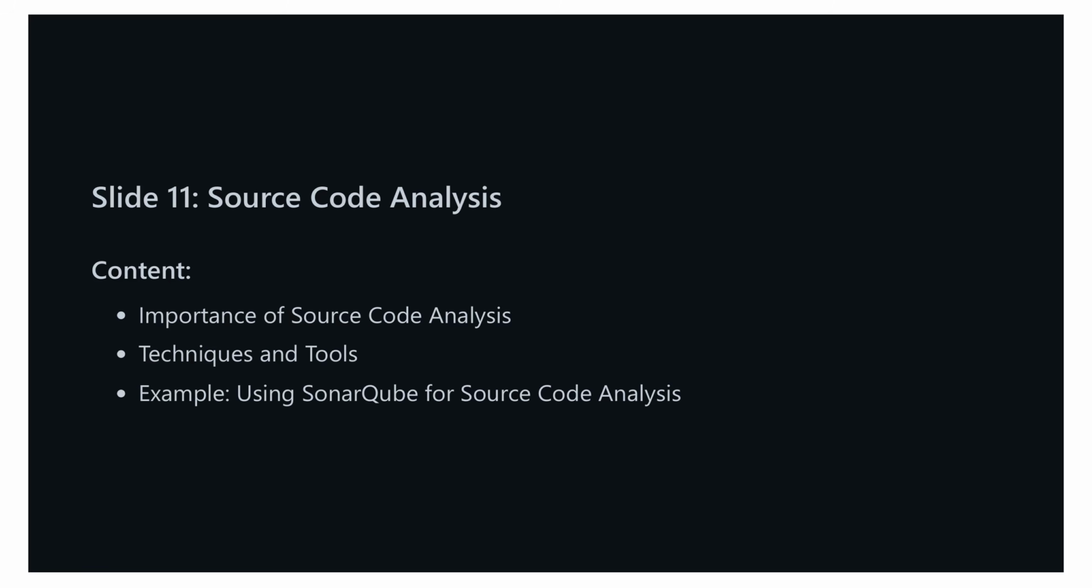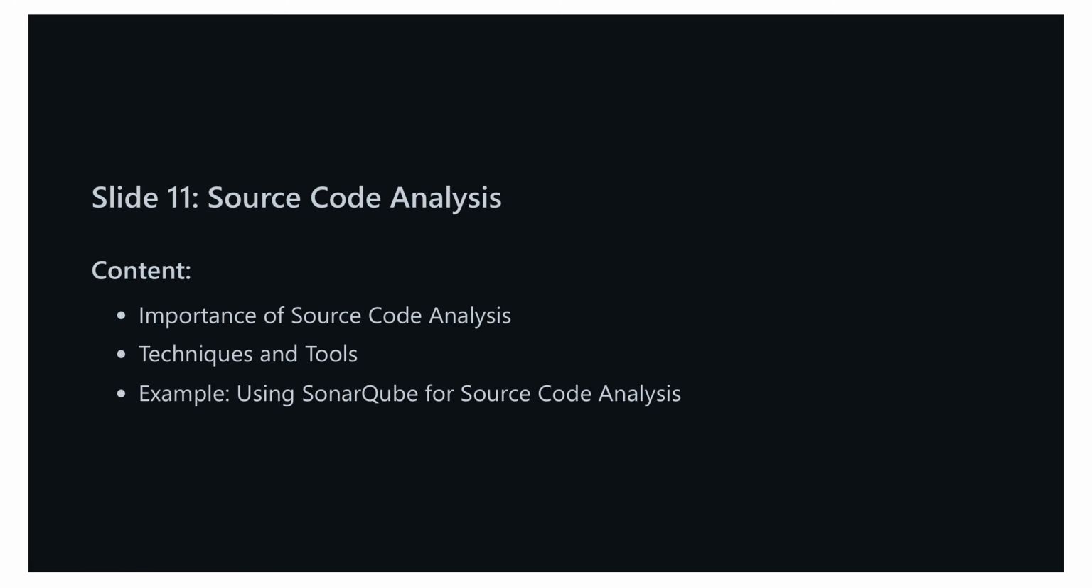An example of a powerful tool used for source code analysis is SonarQube. SonarQube analyzes your source code and helps you maintain code quality by identifying bugs, vulnerabilities, and code smells. To run a source code analysis using SonarQube, you typically set up a SonarQube server and a SonarQube scanner, which is configured to scan your code repository. This process seamlessly integrates into your CI/CD pipeline, providing continuous feedback on your code's quality.